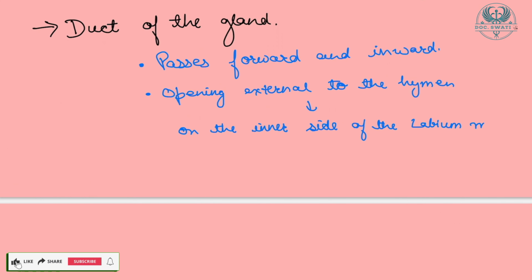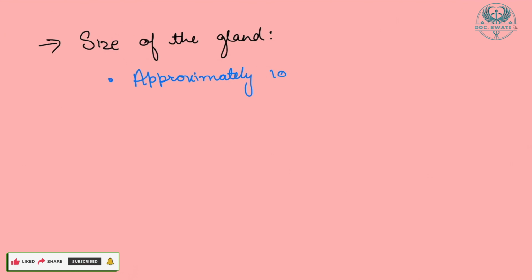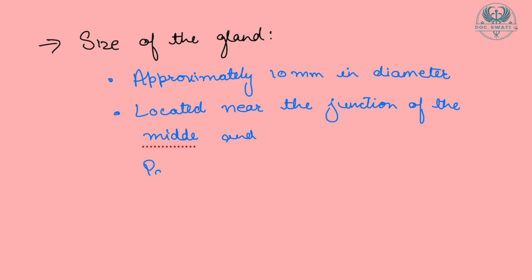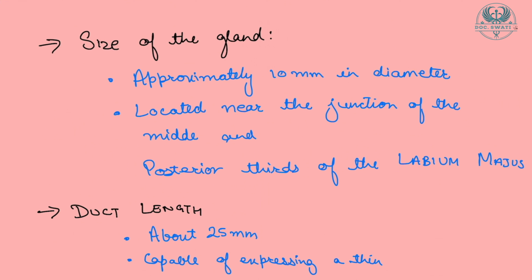So now let's move ahead and talk about the size of Bartholin gland. It is approximately 10 mm in diameter. And where is it located? Bartholin gland is located near the junction of middle and posterior thirds of the labia majora. Now let's talk about the key features of the duct length. The duct length is about 25 mm, capable of expressing a thin mucus secretion under pressure.